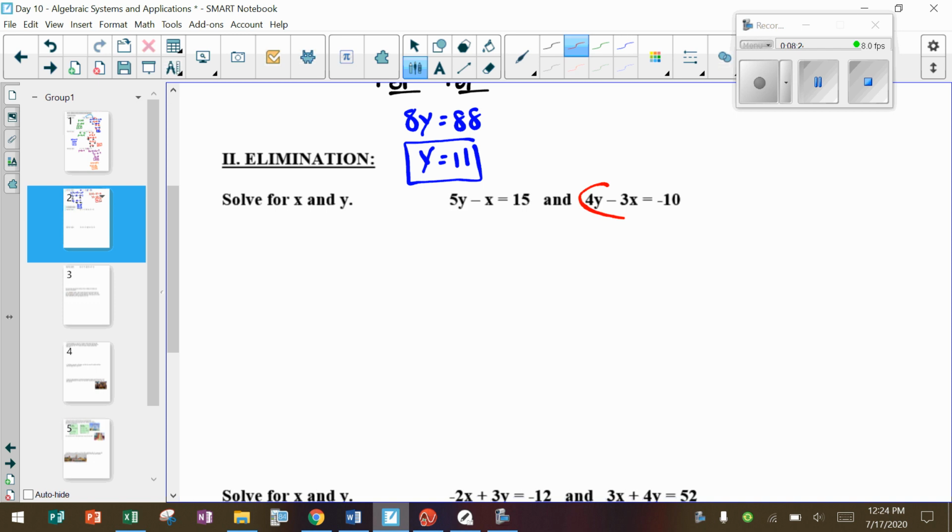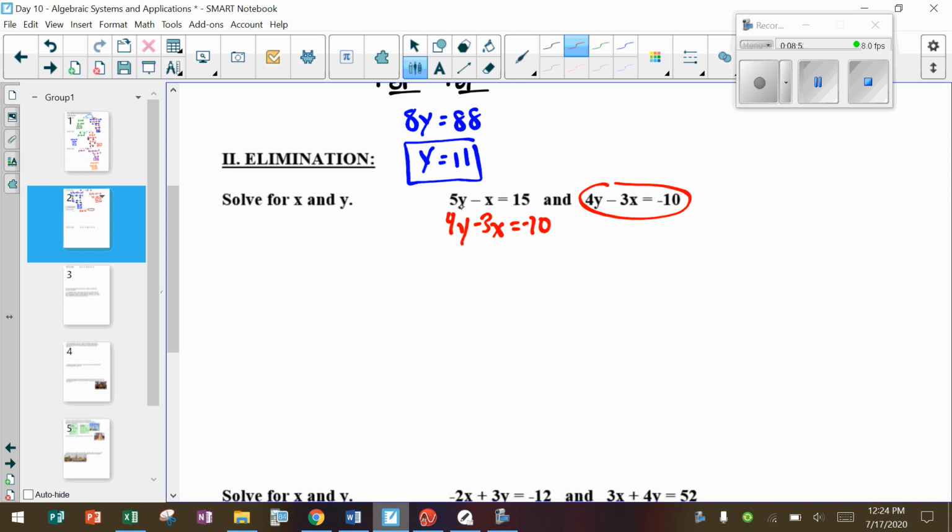So here's what I mean by all that mumbo jumbo. If I take this second equation and write it underneath the first one, 4y minus 3x equals negative 10. If I were to add these two equations together right now, nothing would cancel out and nothing would disappear. So what I have to do is make a decision as the person solving this problem whether I want the y values to cancel out or whether I want the x values to cancel out. It doesn't matter, you get to choose.